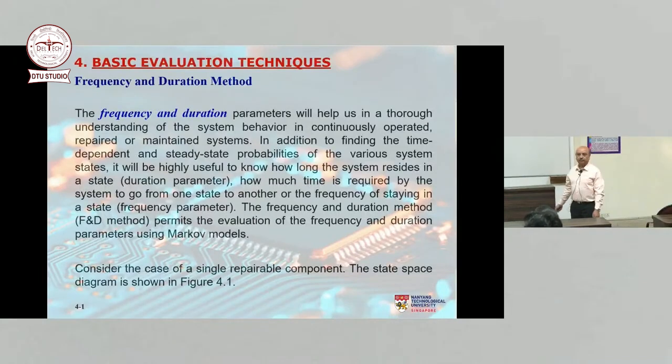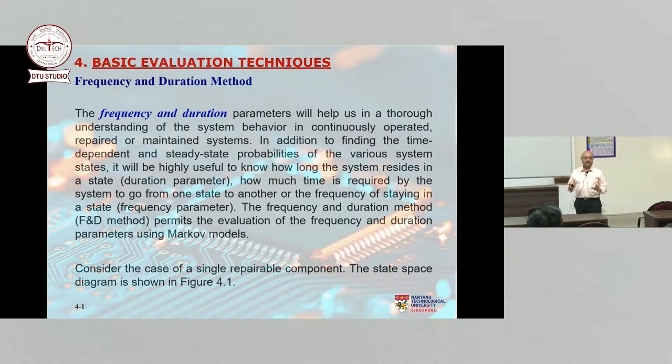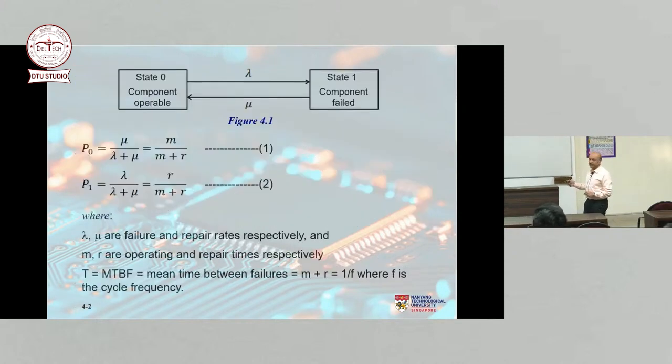Markov model. Consider the case of a single repairable component. One component which can be repaired. Okay, we are looking at repairable systems now, not mission-oriented systems. So this is the component. The component is operating, we call this state 0, or the component has failed, we call this state 1.